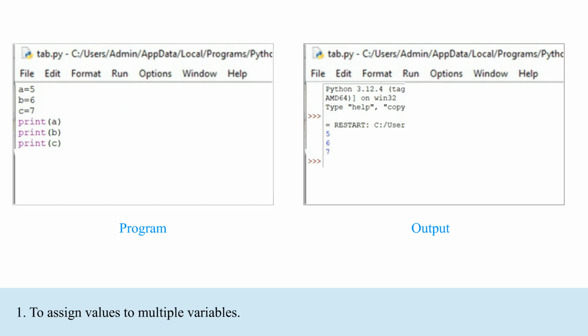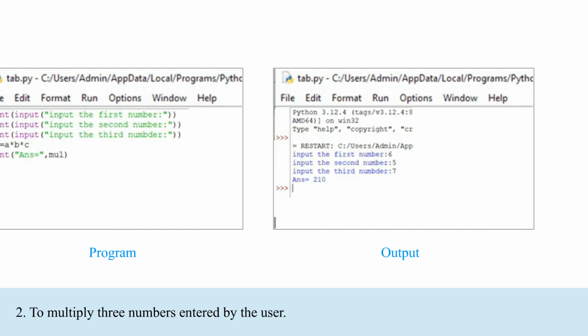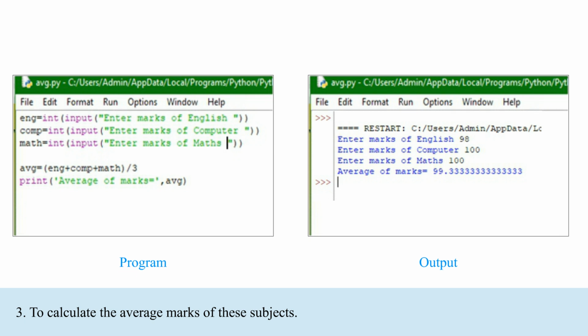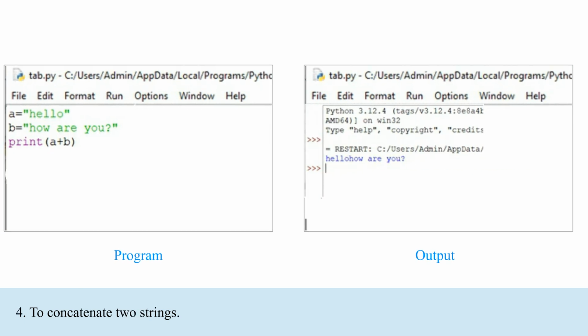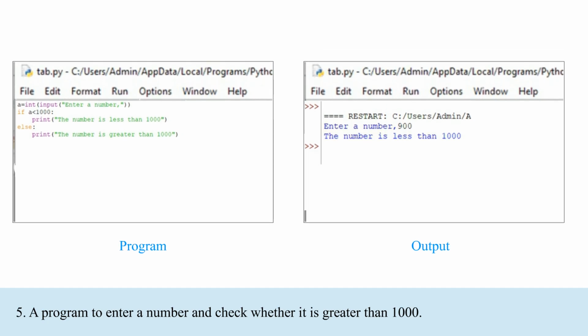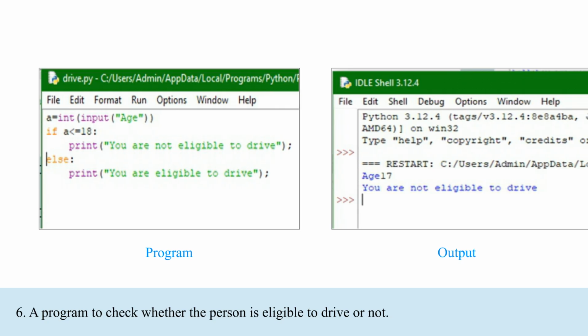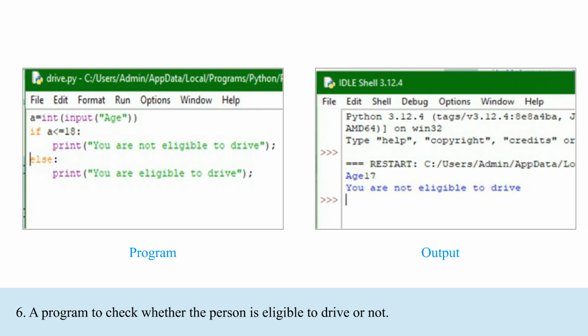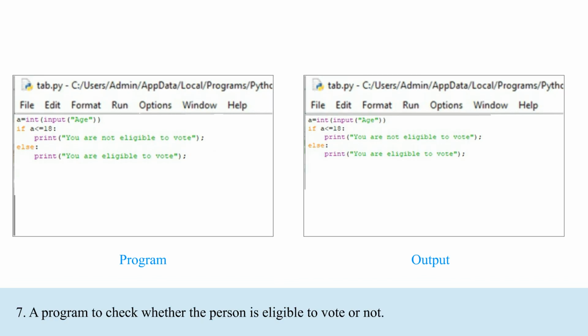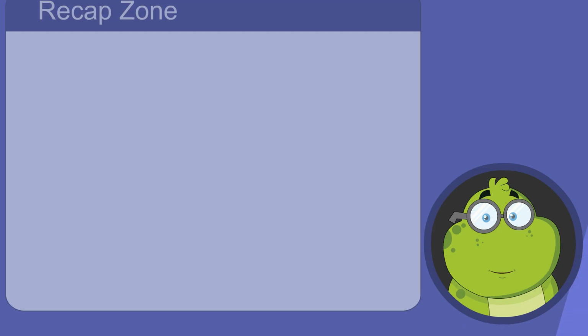Solved examples: to assign values to multiple variables, to multiply three numbers entered by the user, to calculate the average marks of these subjects, to concatenate two strings. A program to enter a number and check whether it is greater than 1000. A program to check whether the person is eligible to drive or not. A program to check whether the person is eligible to vote or not.